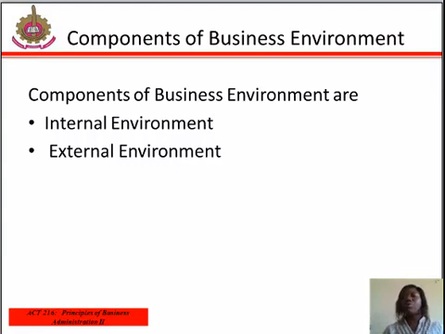The business has no control over these factors, and information about these factors is important for the study of the external environment. These factors include the customers, the suppliers, the competitors, the public, and marketing intermediaries.